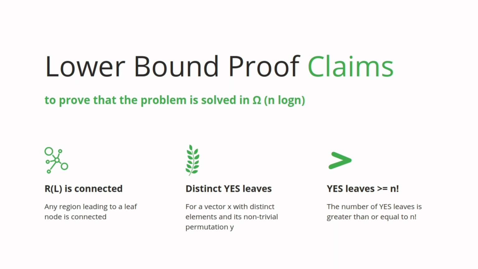First one will be that R of L is connected, which states that any region leading to a leaf node is connected. The second claim we'll be making is that we will have distinct S leaves. That is, for a vector X with distinct elements and its non-trivial permutation Y, we will always have distinct S leaves. And the third claim will be that the number of S leaves will be greater than or equal to n factorial, where n is the size of the input. Now let us go with these claims one by one.